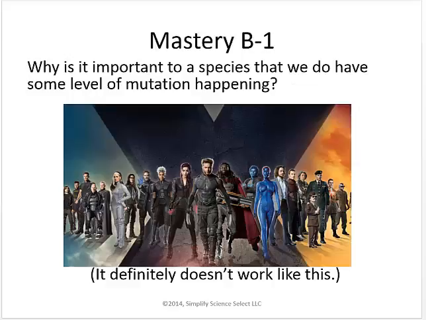Okay, one mastery question. Why is it important to a species that we do have some level of mutation happening? And it definitely doesn't work like X-Men. Because you need some mutations, you have some random variants, so that you have changes and new traits showing up. That way when new environmental situations happen, part of the population can have a trait that'll adapt to it. It's part of the evolution.